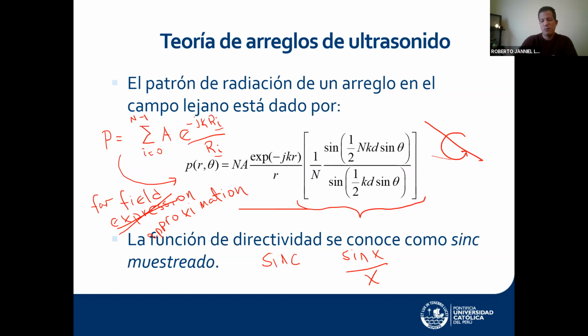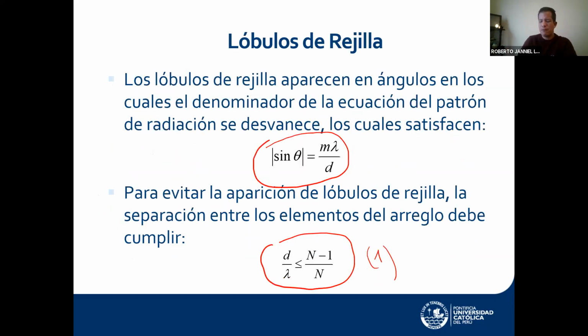But in general, if you really think about it, you can take it for granted, because when n is relatively large, 50 elements, 100 elements or whatnot, then really what that expression is saying is that if d is less than a wavelength, with some small margin, then you're not going to have grating lobes.